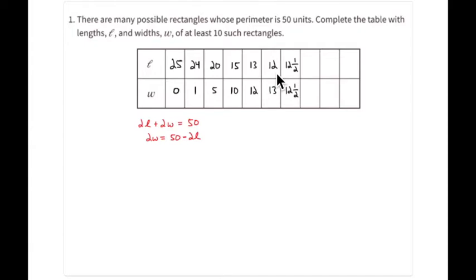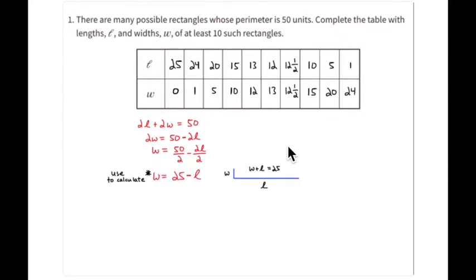All right, so length of 12 units. That means I have 13 units left for the width. So now the width is going to be longer than the length. If I use 12.5 units, this is a special case of a square. So both the length and the width are 12.5 units.